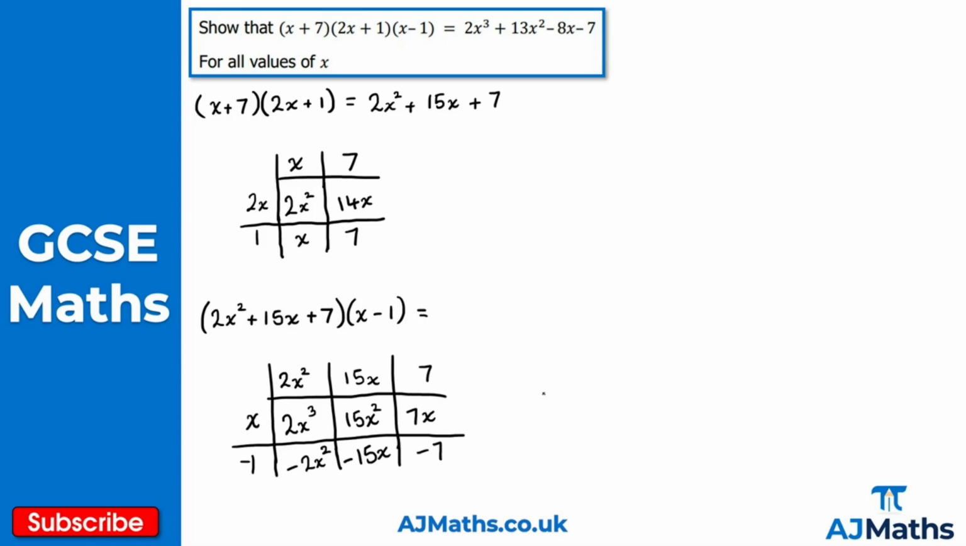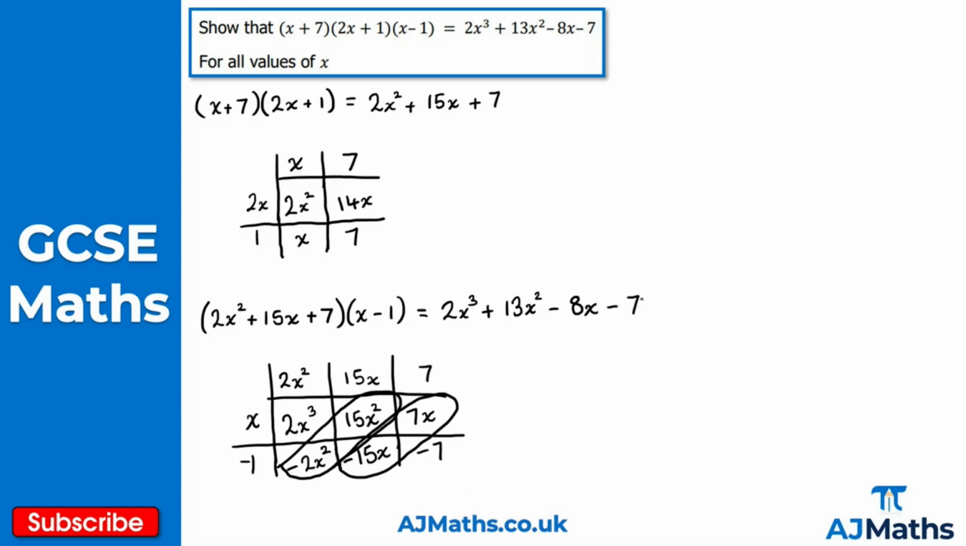And what we'd hope here is when we simplify this now, we get this cubic here. Okay? We're going to get 2x cubed to begin with. We've then got minus 2x squared plus 15x squared. That gives us 13x squared. We've then got minus 15x plus 7x. So minus 15x plus 7x, that would give us minus 8x. And then finally, minus 7.